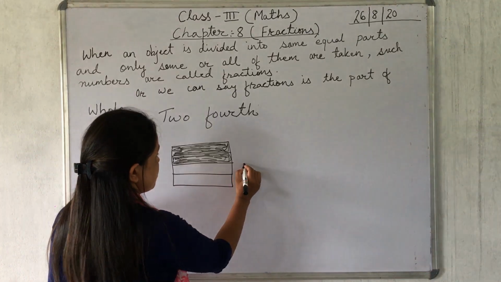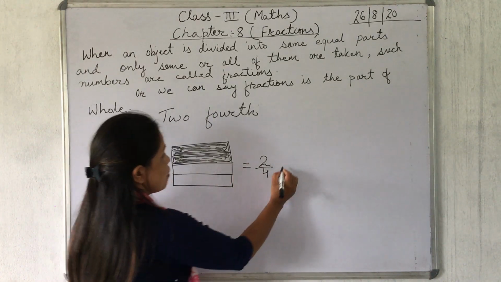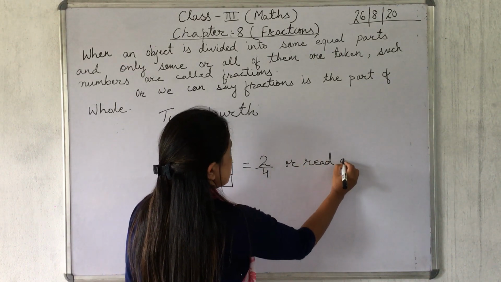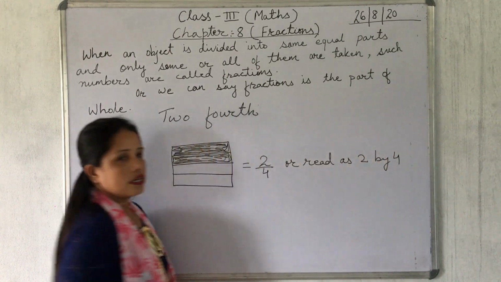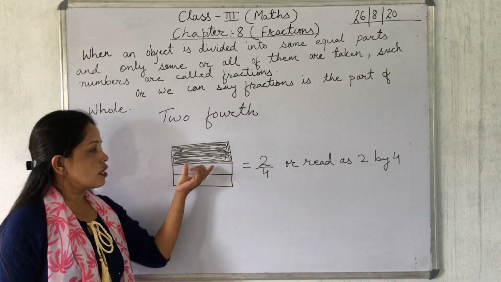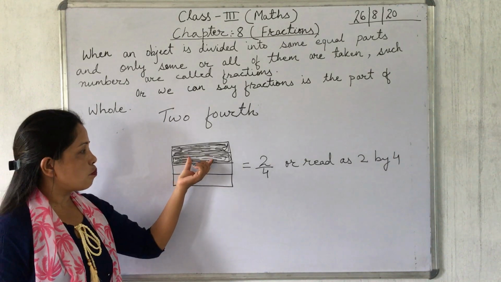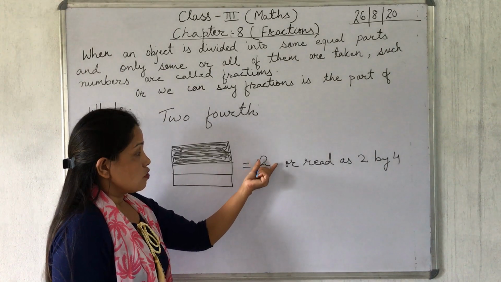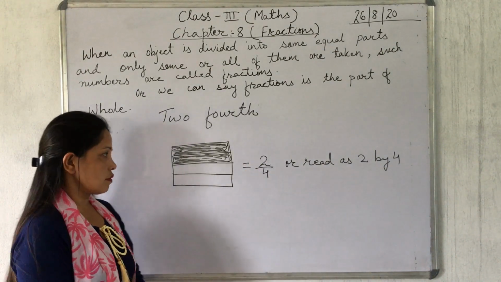We can write it as 2 by 4, or read it as 2 by 4. Is that clear? 2 by 4 means the total number of parts in this figure is 4. So 2 parts are shaded, and we can write 2 by 4. This is a fraction.